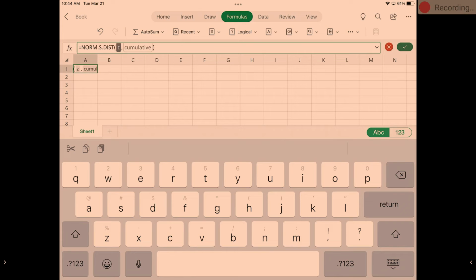Okay? So in my Z score, I'm going to type the negative 1.34. And then cumulative, you put 1. That's it.